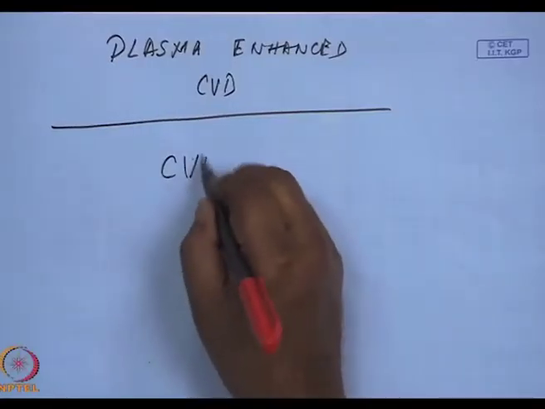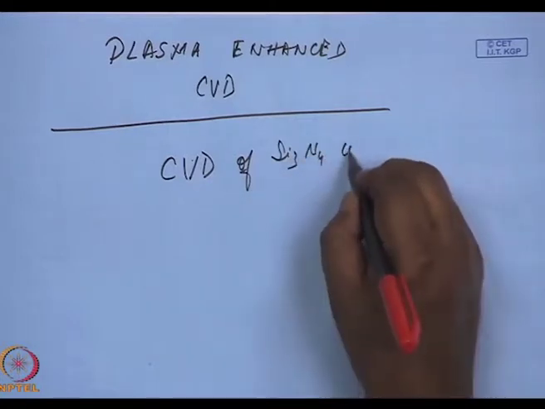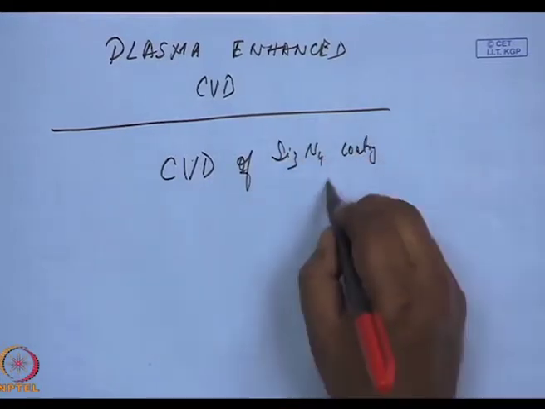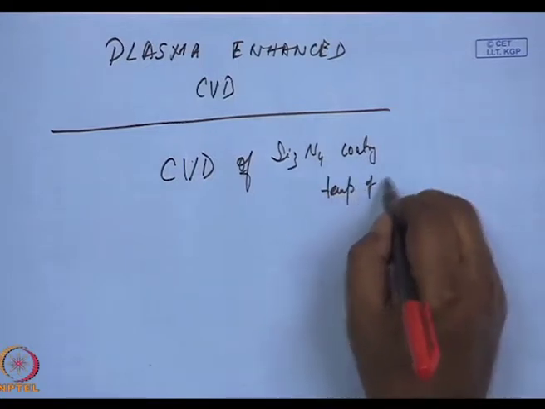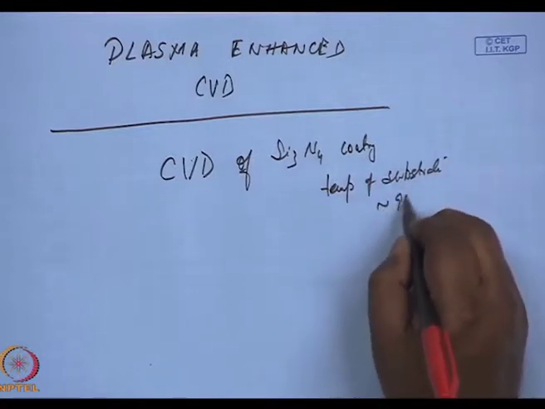In plasma enhanced CVD, before I go in the details, I would like to state that the temperatures of the substrate and the coating, if I am doing say a CVD of silicon nitride coating, temperature of substrate would be anywhere near 900 degrees centigrade.